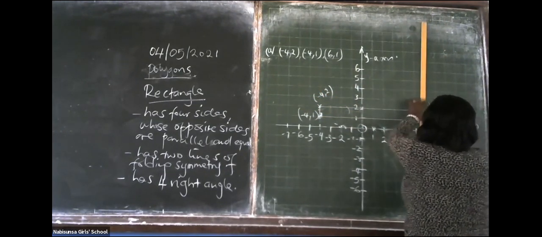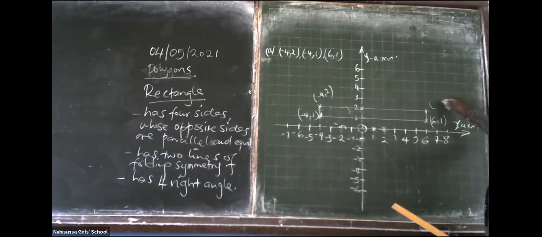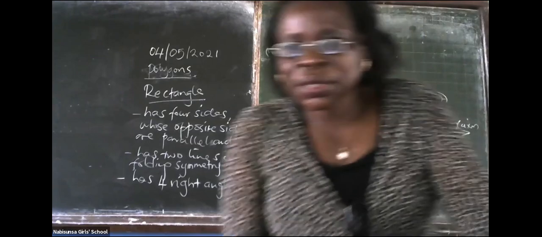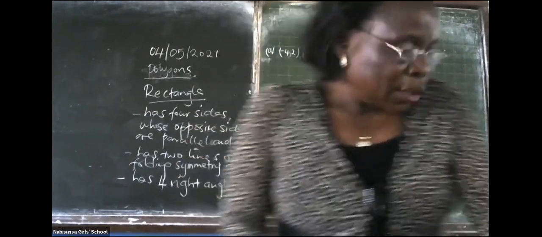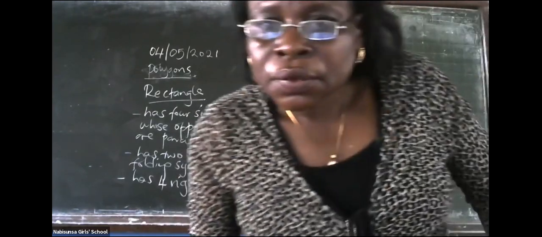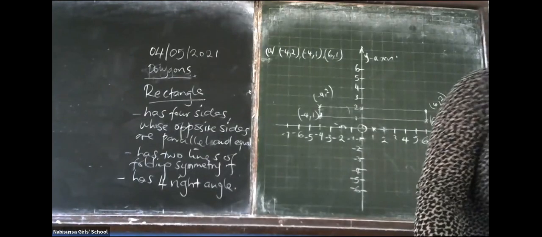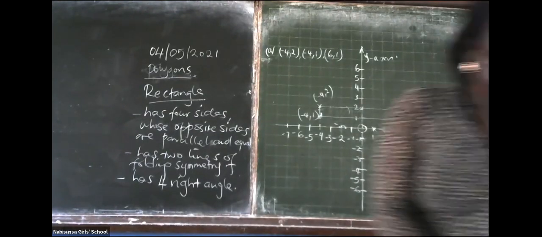Is your question answered? Now the coordinates of the last point are 6, 2. Gloria and the rest, that is how we move to the last point.